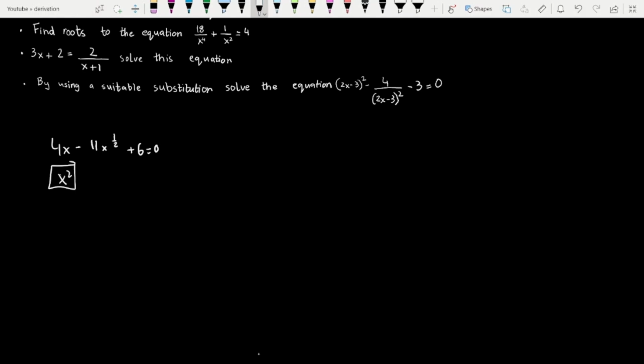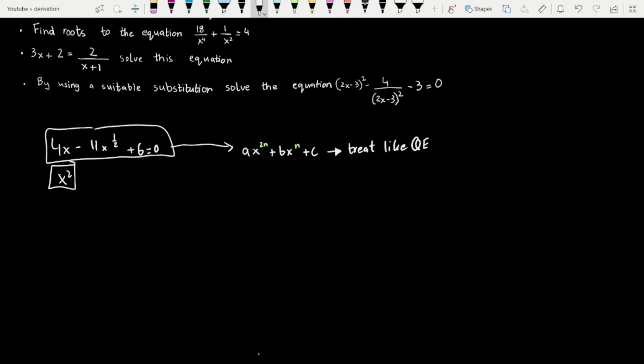Now, there are some equations that are in the form a x raised to the power 2n plus b x raised to the power n plus c that we can actually go ahead and treat like quadratic equations. And if you realize that this equation is actually in this form, how? Because that bx is basically this minus 11x right over here, and then the n is actually 1/2. Now, the power over here is 1, right? The power on this x is basically 1.